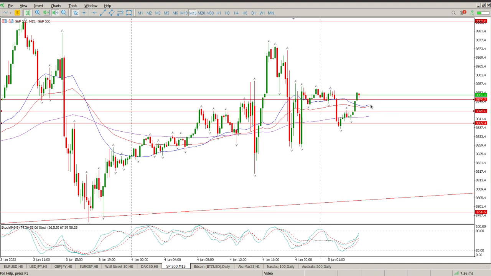If we can hold that level, then there is a fairly good chance of a move up to come and test the top of the range at 38.86. Your stop is below the low of today at the moment.